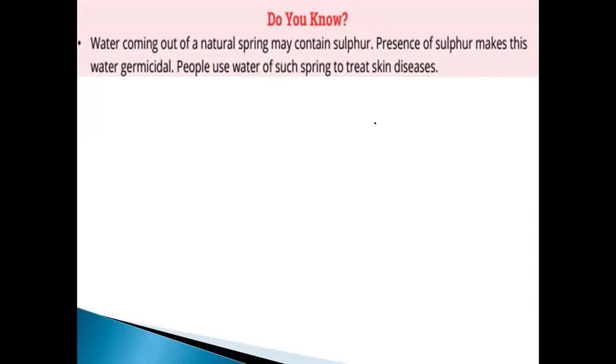Okay, so one very important and interesting fact is that the natural springs which are present on the earth have sulfur in them. Natural springs are pure water, but they have a reasonable amount of sulfur in them. The presence of sulfur makes this water germicidal. Sulfur is actually a solid, amorphous substance, but it is dissolved in the water.